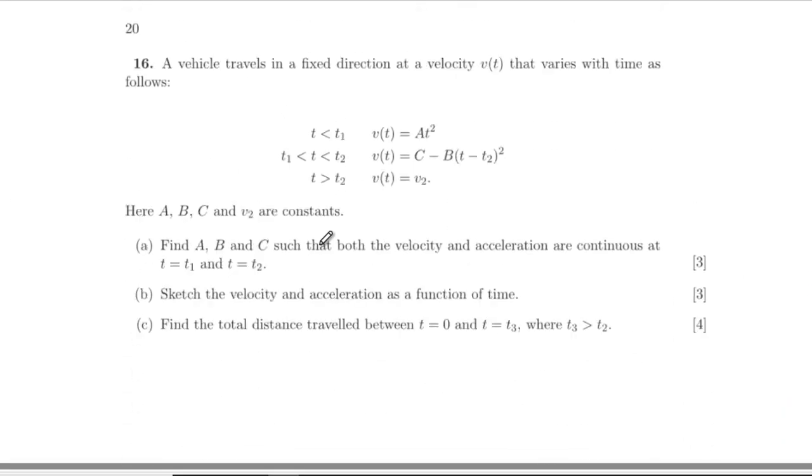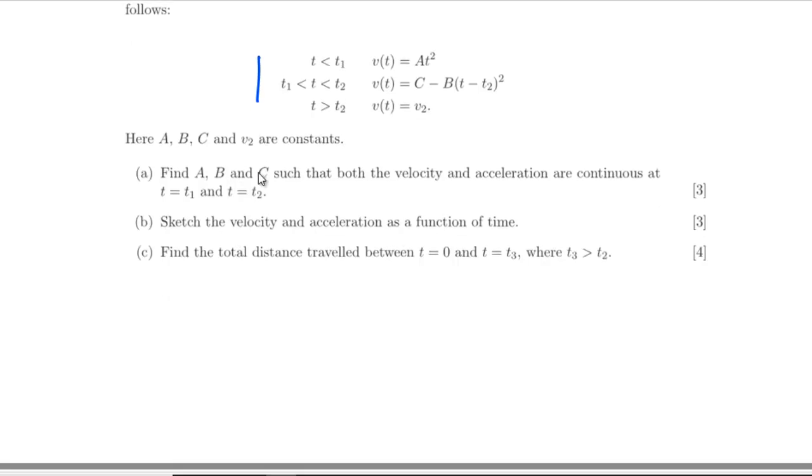Right, so let's push on to question 16. Question 16: a vehicle travels in a fixed direction at a velocity v, a function of time, which varies with time as follows. So we've got 3 different time domains and 3 different velocity functions. a, b, c and v2 are constants. Find a, b and c such that both the velocity and acceleration are continuous at t equals t1 and t equals t2. Okay, let's start with velocity then.